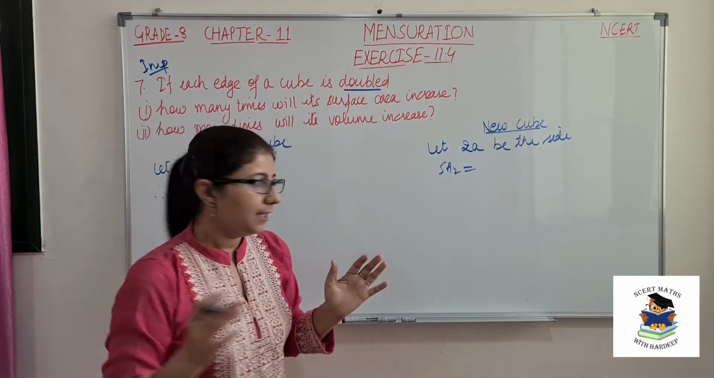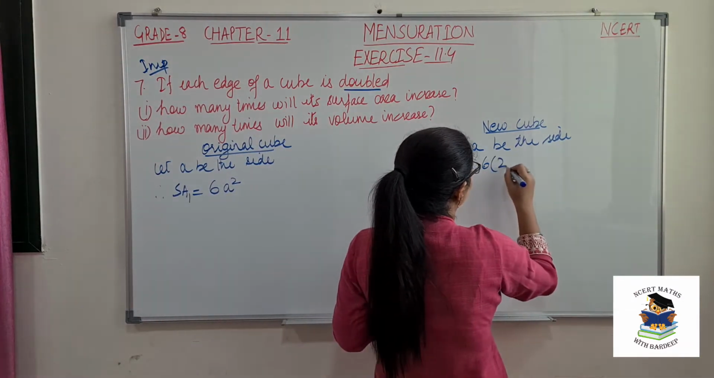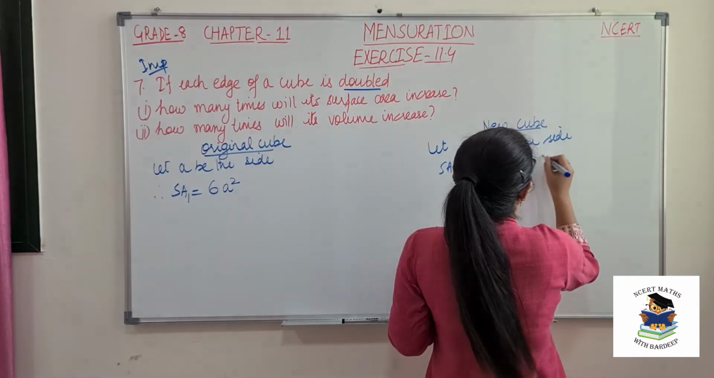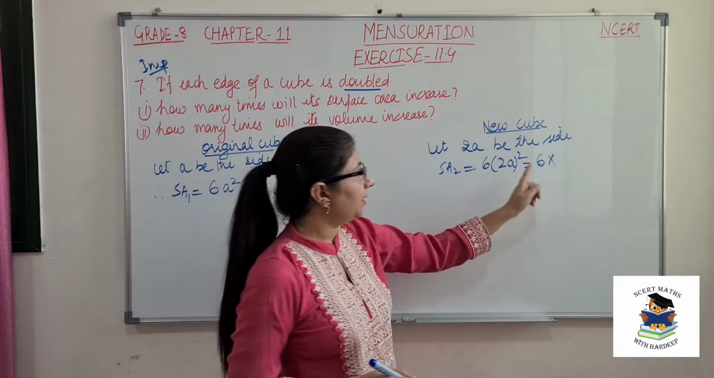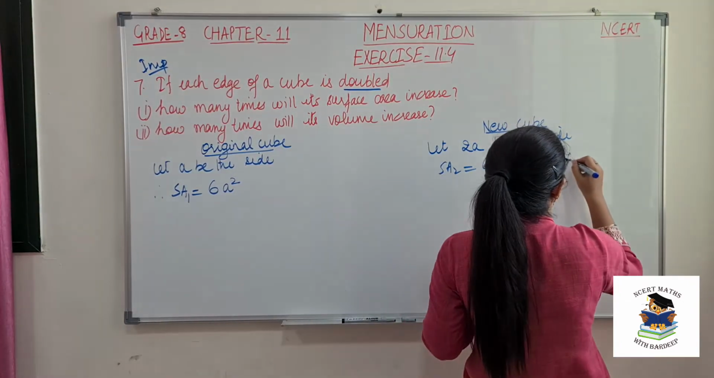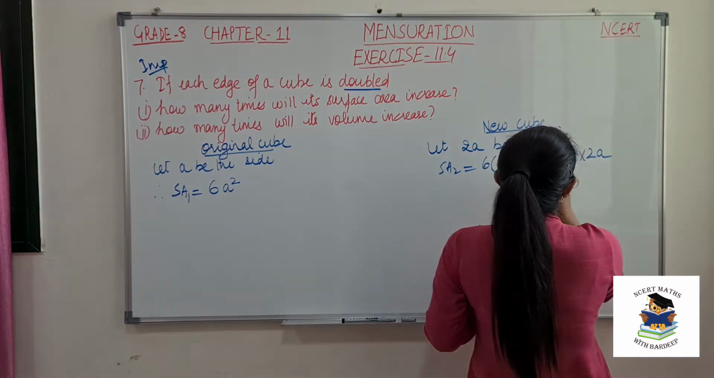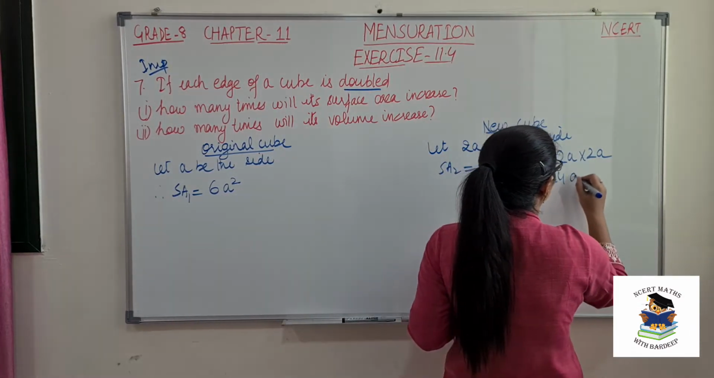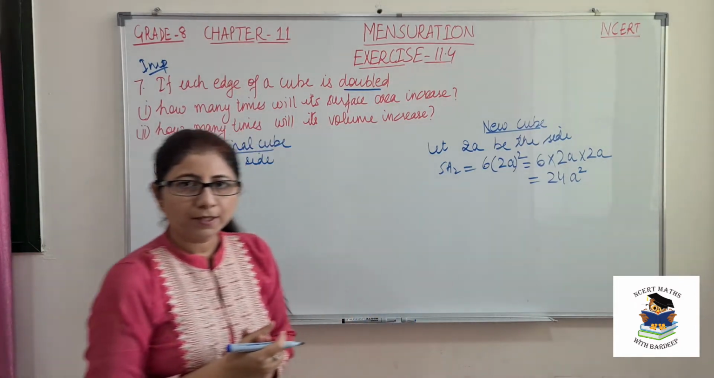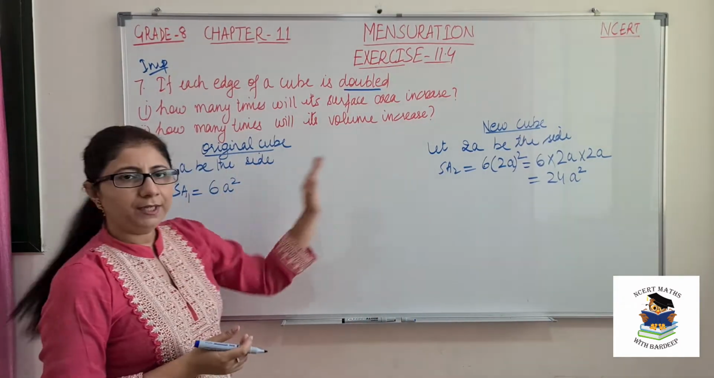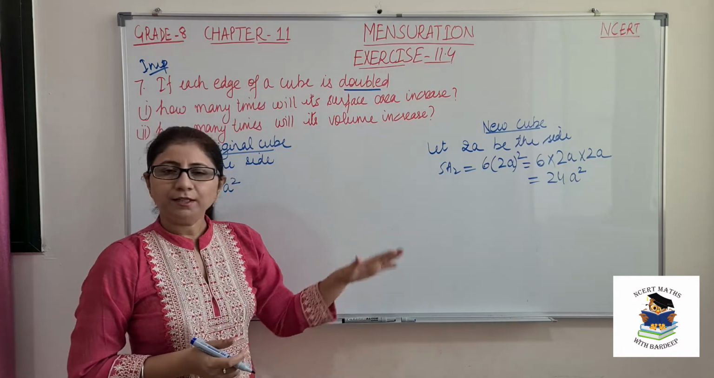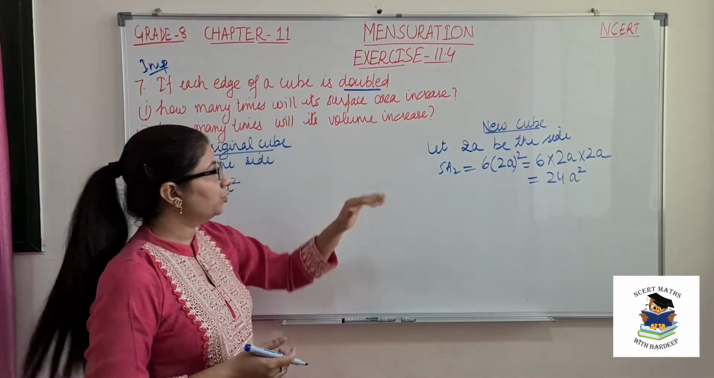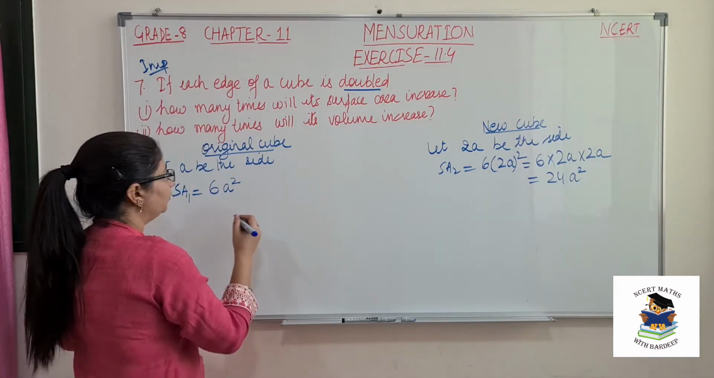6 times side square. So 6 times 2a whole square. Okay. So 6 into this 2a into 2a. So 6 into 2 is 12. 12 into 2 is 24. So 24a square. Okay. So now we have to compare this. As I have already explained in comparing quantities also, how many times means their ratio. So ratio of the bigger with the smaller one we will take.